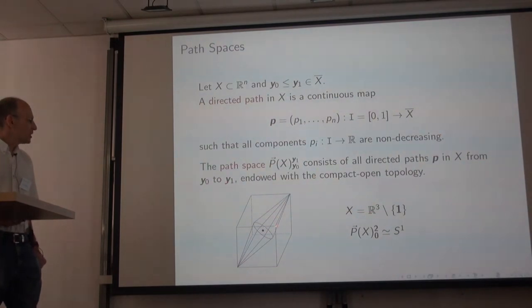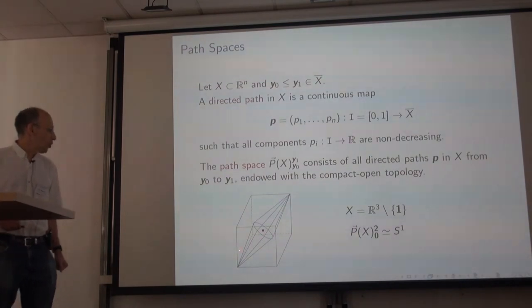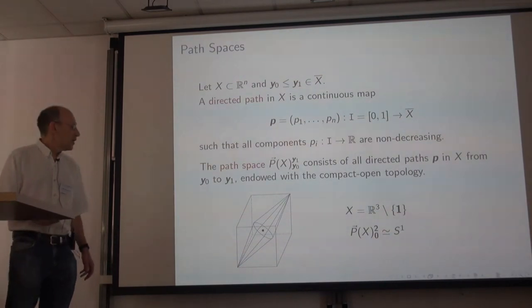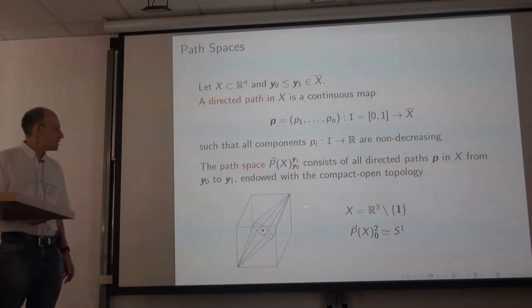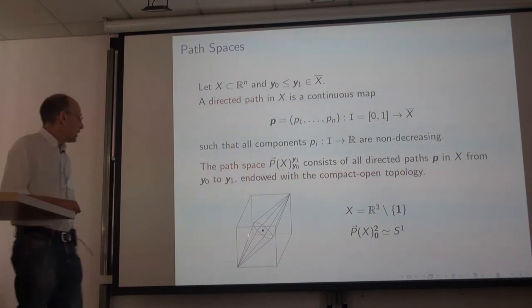Let's look at this example. We take out of R3 the point (1,1,1), and we consider all the paths from (0,0,0) to, say, (2,2,2). Then one can think about it for a minute and see that actually the path space is homotopy equivalent to S1.